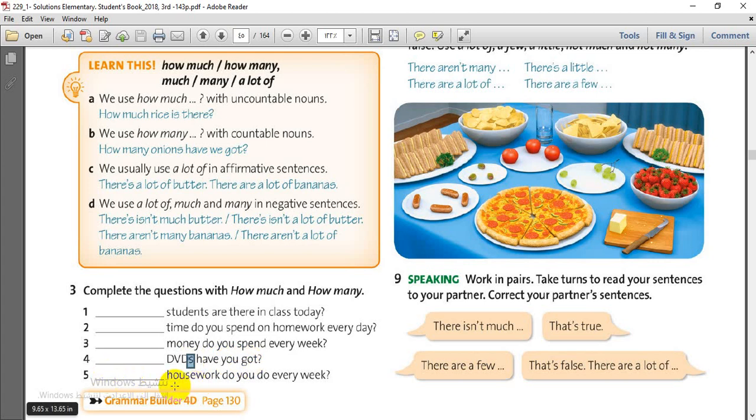Number 5, we have housework do you do every week? We have housework. We don't have a plural for housework, so we put how much because it's uncountable. How much housework do you do every week?